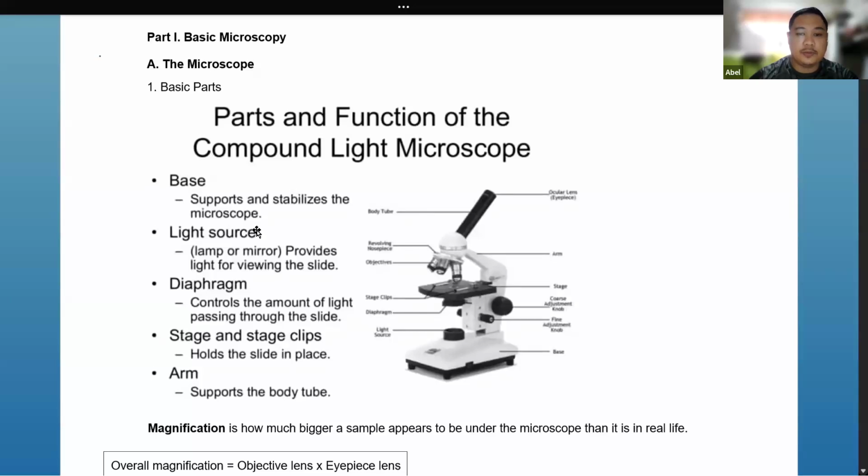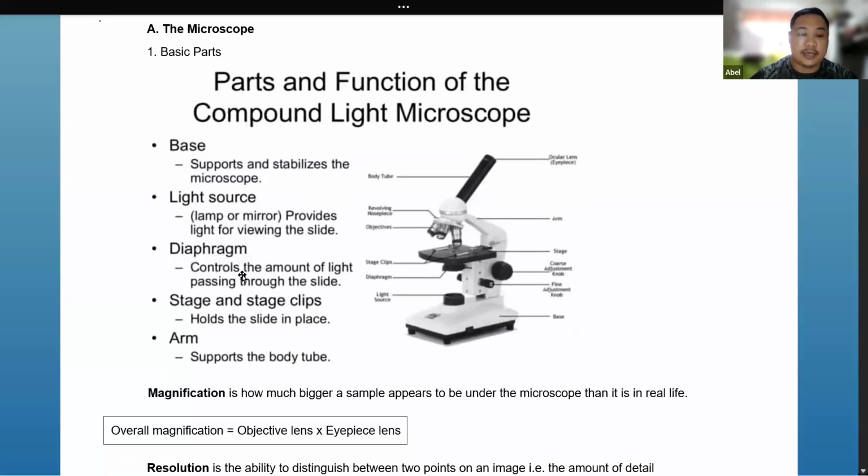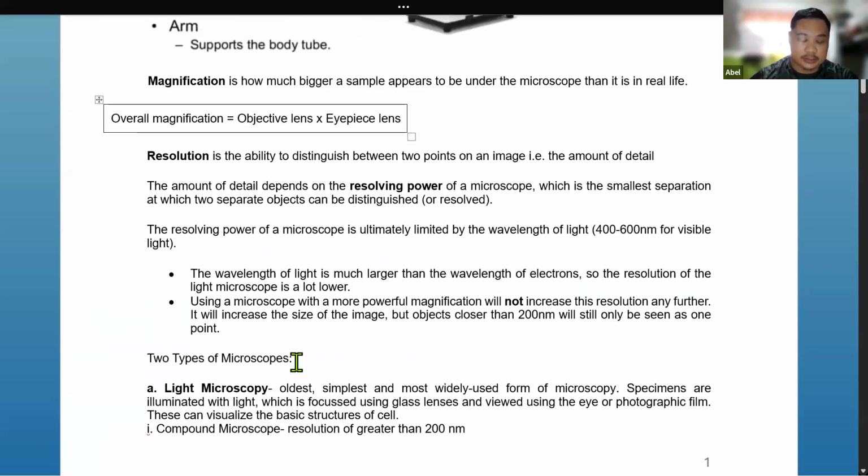So we all know the parts and function of a compound light microscope. I think you have been discussing this since grade 7 or in your elementary days. The most important thing that you need to take note of is the diaphragm, wherein it controls the amount of light passing through the slide. Now, take note that when using a microscope, we need to understand these terminologies.